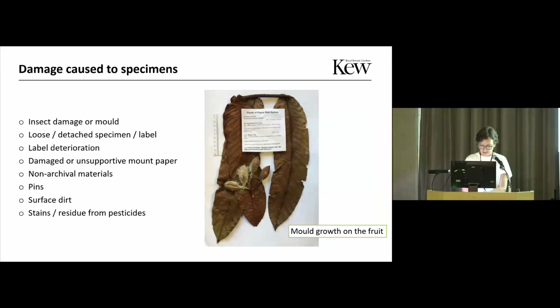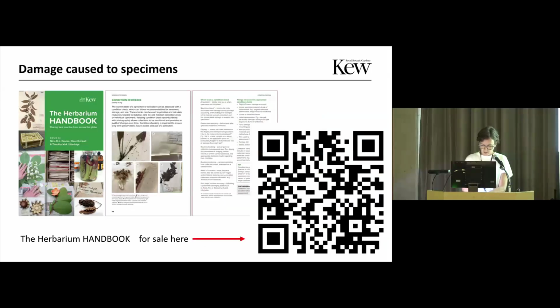Those main issues are fairly typically found in botanical collections. For example, signs of insect damage, mold, stains or dirt, loose, deteriorated labels, labels at risk of detachment, damaged or unsupported paper, non-archival materials present, pins attaching labels or specimens. All these issues and much more are listed in the newly updated Herbarium Handbook Conservation feature, which is written by Donna Young. She is the curator of the Herbarium at the National Museum of Liverpool in the UK.